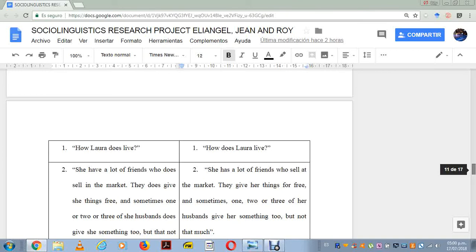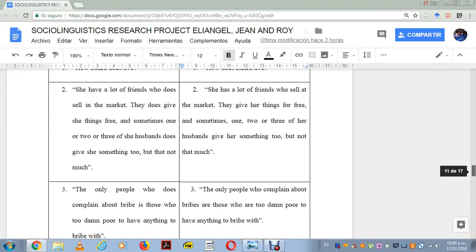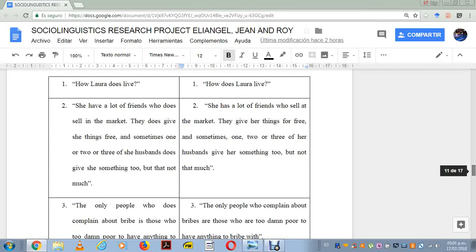For example, in Trinidadian English Creole, we have "how Laura does live." This sentence would be "how does Laura live" in the standard English version, right? And we have another one here: "She have a lot of friends who does sell in the market. They does give she things free, and sometimes one or two or three of she husbands does give she something too, but that not too much." This version in standard English would be: "She has a lot of friends who sell at the market. They give her things for free, and sometimes one, two, or three of her husbands give her something too, but not that much."